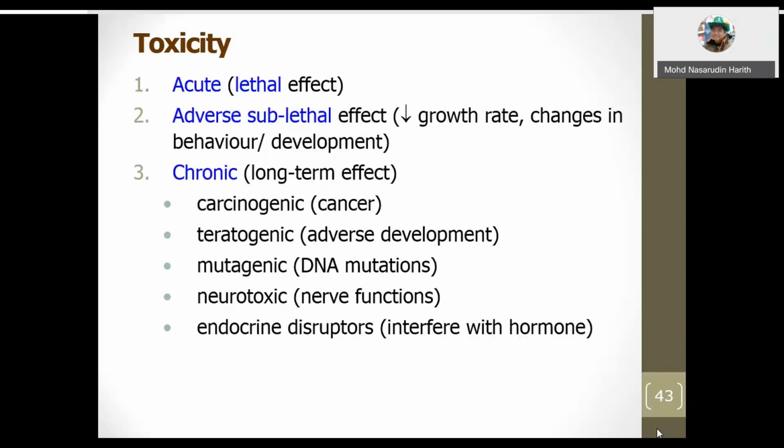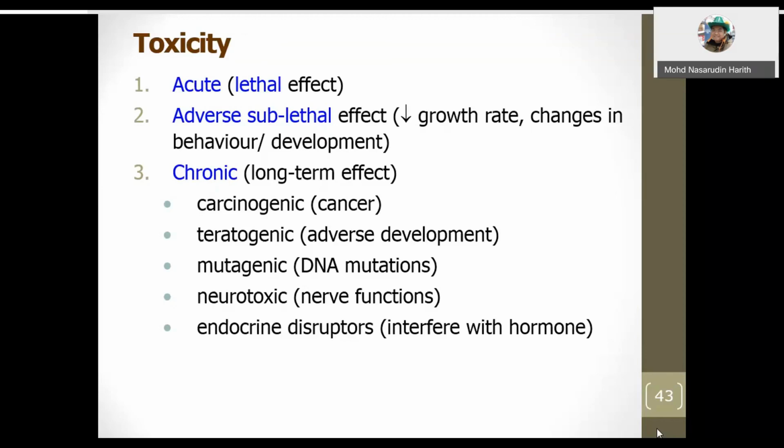There are three types of toxicity. Number one is acute or lethal effect. Number two is adverse sublethal effect. Number three is chronic, which is long-term effect. For the acute toxicity, it can be lethal. For the adverse sublethal effect, it can decrease growth rate and change in behavior and development. For the chronic, it's a long-term effect.